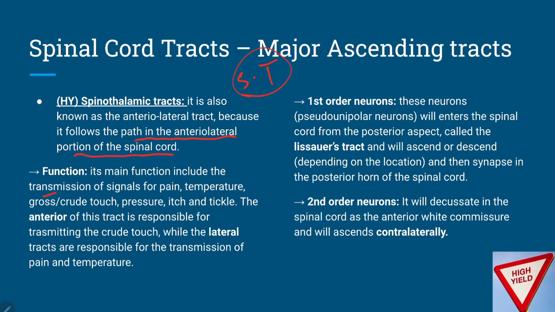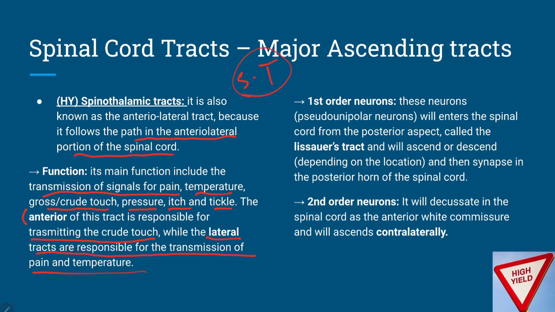The main functions will include the transmission of the signals for pain, temperature, gross and crude touch, pressure, itch, and tickle. The anterior part of this tract is responsible for transmitting the crude touch, and the lateral part of this tract is responsible for the transmission of pain and temperature. Again, we're going to look at the order neurons.